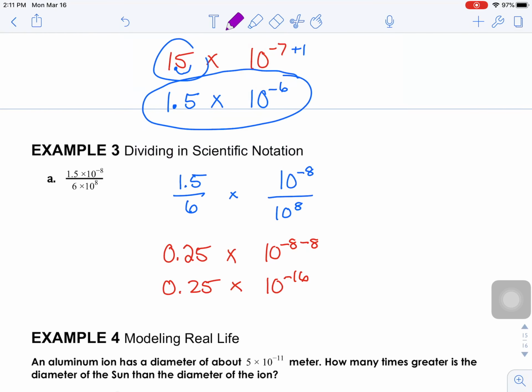And then just like before, 0.25 is too small. I need to move it once to the right to make it 2.5. And if I moved it to the right to make this bigger, then I need to make the exponent smaller, so it becomes 2.5 times 10 to the negative 17.